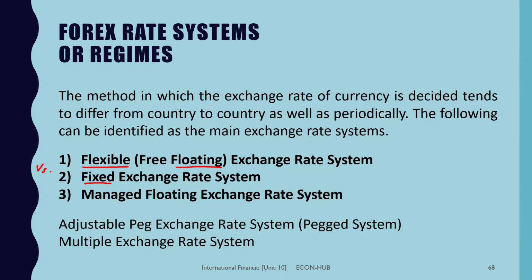Then thirdly, we have the managed floating exchange rate system. I believe even though the central bank tends to say they have a flexible or floating system, what we most of the time have is managed floating. That's why I wanted to talk about that also as a main exchange rate regime. Additionally, we have the adjustable peg system, sometimes called pegged systems, then multiple exchange rate systems, and so on. We're not going to take too much time on those, but we are going to focus on the first three, especially the first two. At a theoretical level, that is what you need to know.